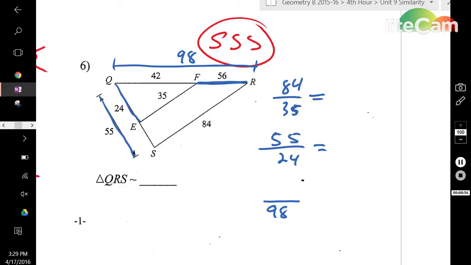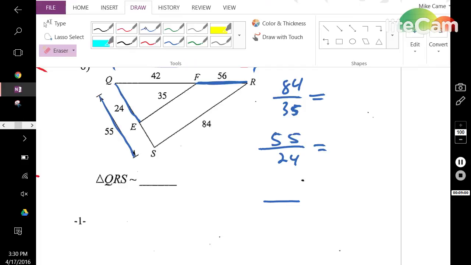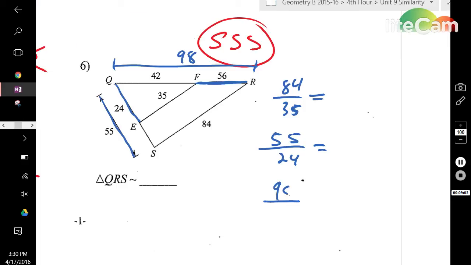And actually that goes in the numerator, not the denominator. So I'm going to erase that. So we're doing big over small. So 98 goes on top, corresponding to 42 on the bottom. Now if you go through and calculate all these ratios, they're all equal to each other. That means they're proportional. So 84 divided by 35, 2.4 is the ratio.